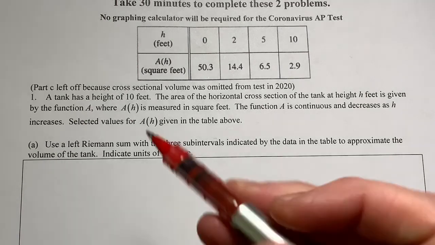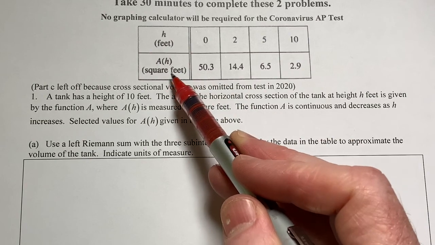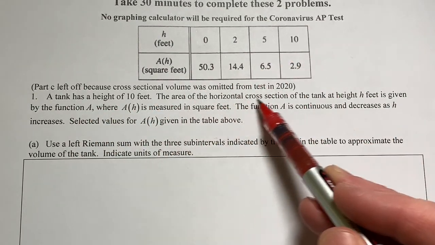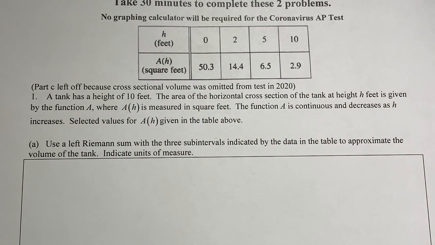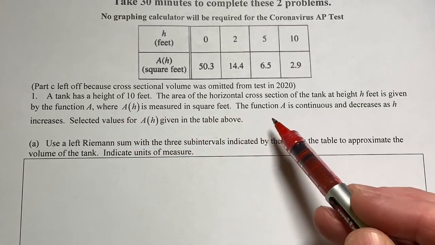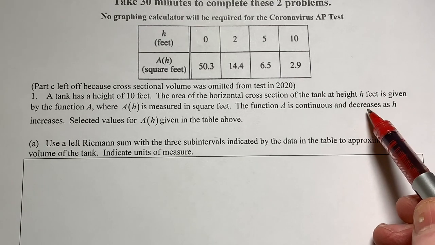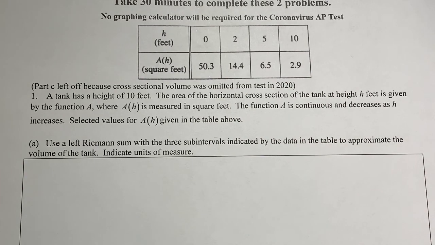So evidently there's this tank, it's 10 feet high, and you can see that this table is giving you certain measurements of the area of this tank at certain heights, at 0, 2, 5, and 10. The area of that cross-section at height h is given by this function, where the area is measured in square feet. It says the function A is continuous, so whatever that area function is, I can assume it's continuous, and it is decreasing. So as h increases, as the height gets higher, the area gets smaller. So maybe it looks like a pyramid. Maybe it looks like an upside down cone.